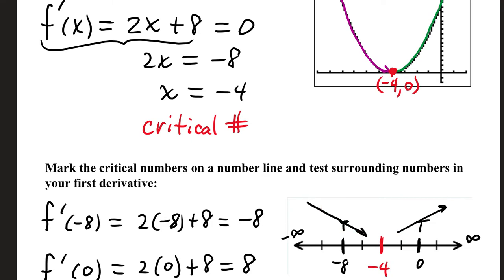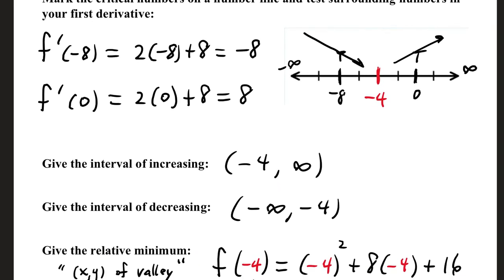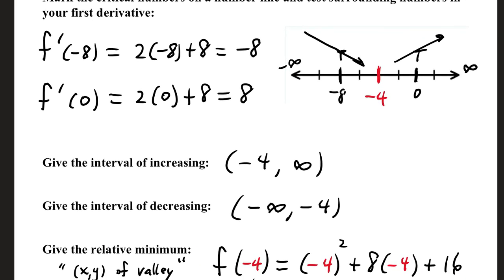Decreasing left of the critical, increasing right of the critical. If you look at the top right of your screen, we decrease till we hit the critical, and then we increase afterwards. And then our intervals are just going to match. We increased to the right of our critical number, -4 to infinity. We decreased on the left side of the critical number, -infinity to -4.